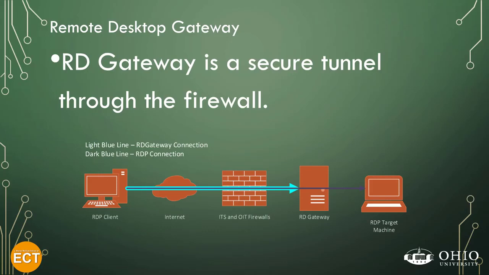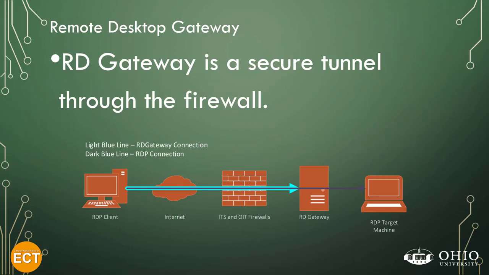So the diagram that I've got here shows what's going on. We've got the RDP client, we've got the internet, we've got the firewalls that we use here on campus, and then we have our RD gateway, and then it goes on to the target machine that we actually want to make the RDP connection to so that we can remote control the GUI.